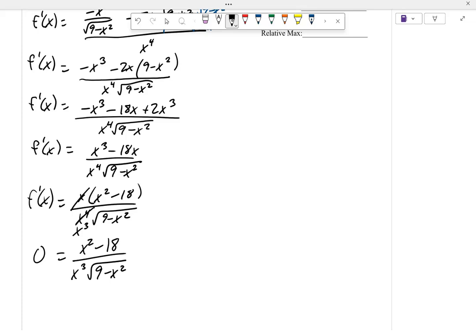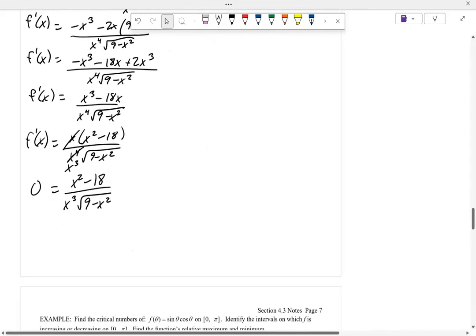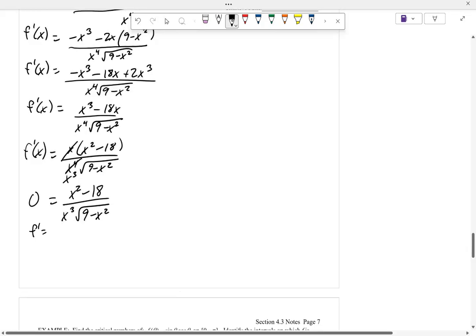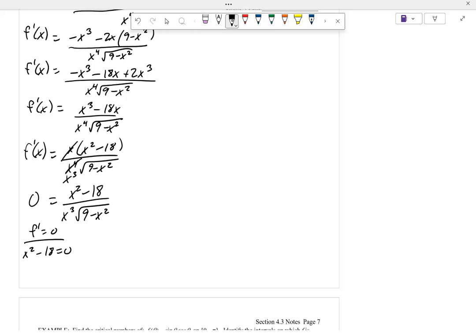Let's answer that first. Where is the derivative equal to 0? Well, if x squared minus 18 equals 0, add 18 and take the square root. So I got plus or minus the square root of 18. In other words, plus or minus 3 root 2. That's where the derivative is 0.